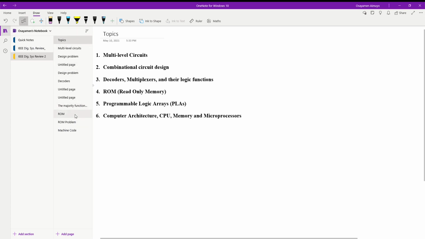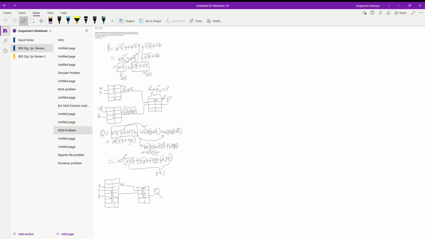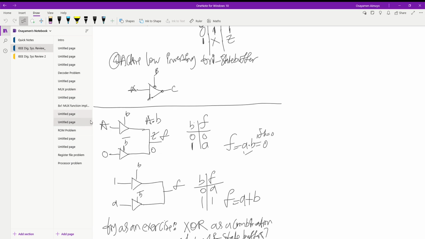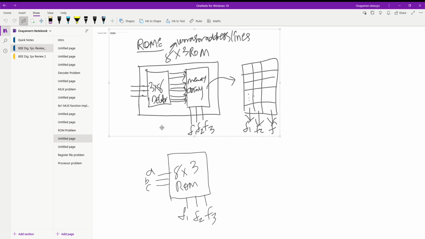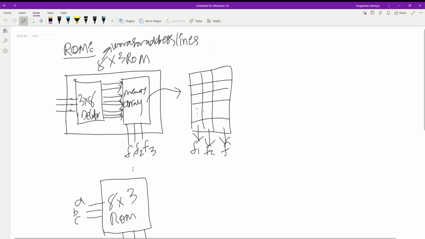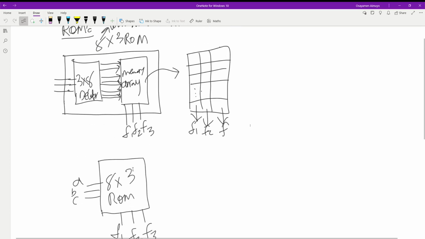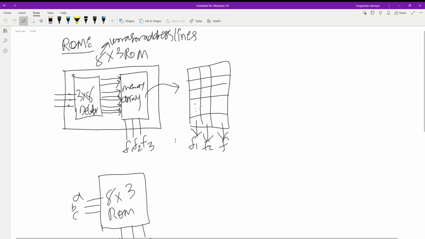Just use what I did before. Give me 1 second. Okay, let's see the notes here. So this is the setup for a ROM. Okay, give me 1 second.